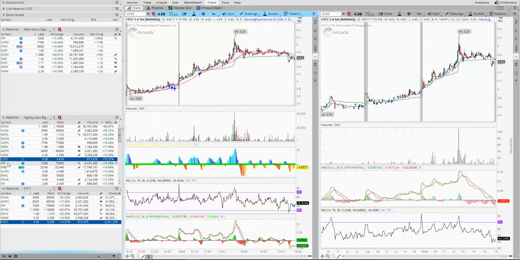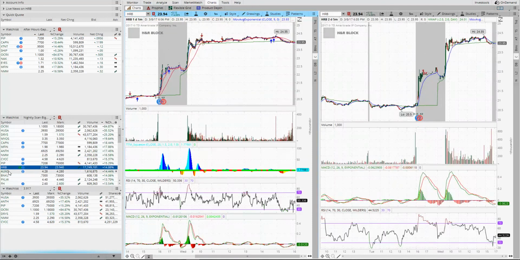Next up, HRB. Wow, HRB. Look at this. H&R Block. Wow, it went from $20 to $24. It went bananas today. So yeah, this is going to be on the watch list. I would expect this tomorrow to pull back, so be on the lookout for a nice shorting opportunity for H&R Block, and for you options traders, you can buy some puts.